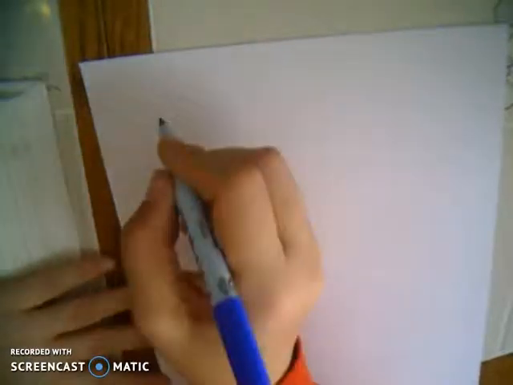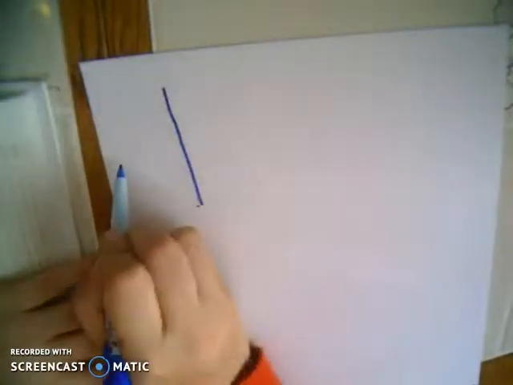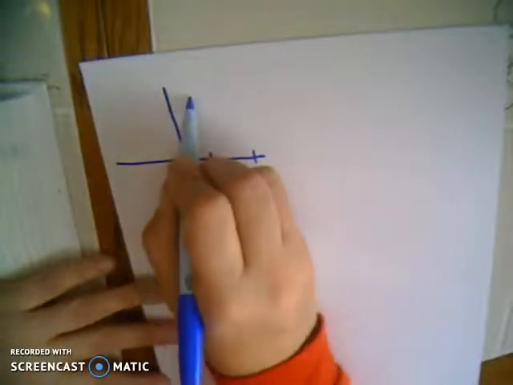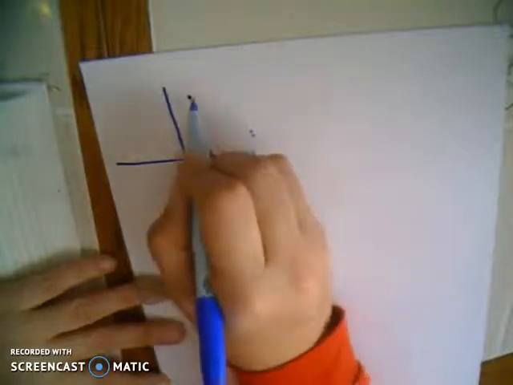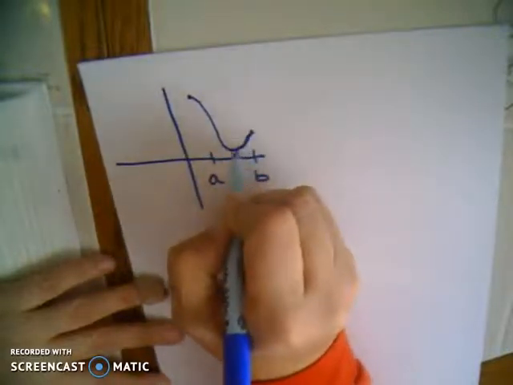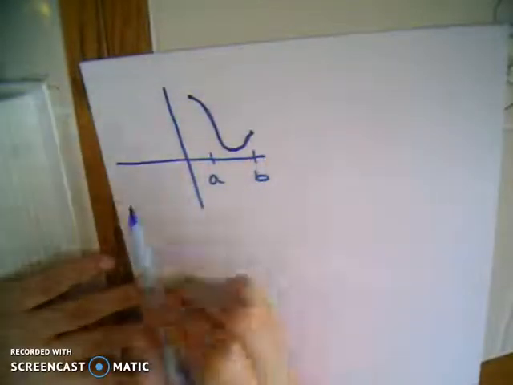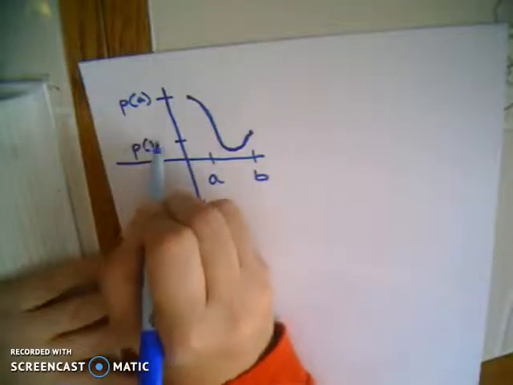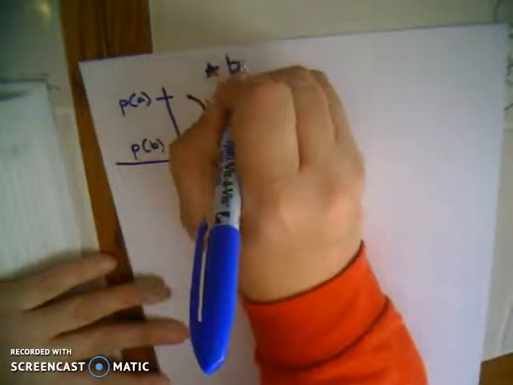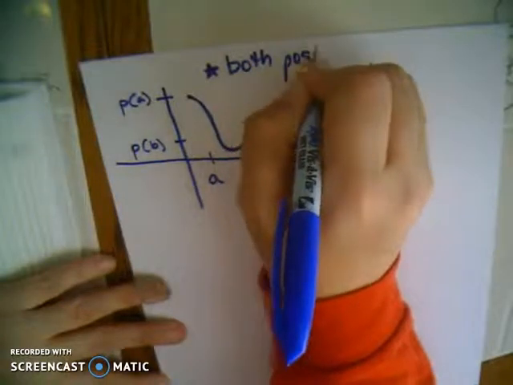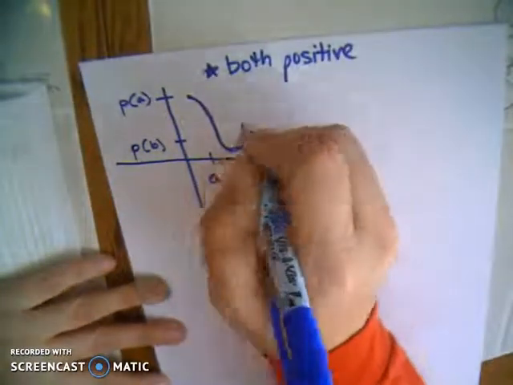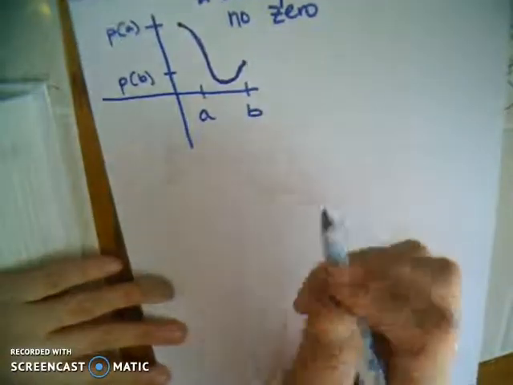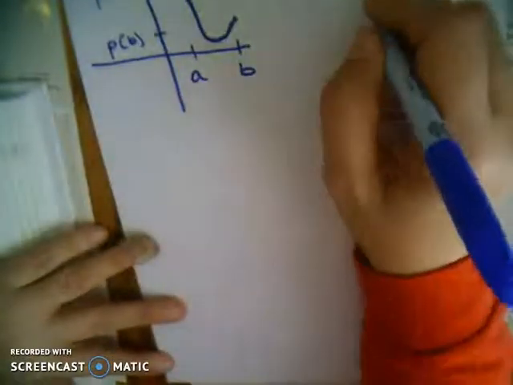So here's an example of where p of a and p of b are both positive, and there's no 0 in between. So the signs match. They're both positive. And because we have the picture, there's no 0. So we can look and see that there's no 0. But here's another example where it's completely different.